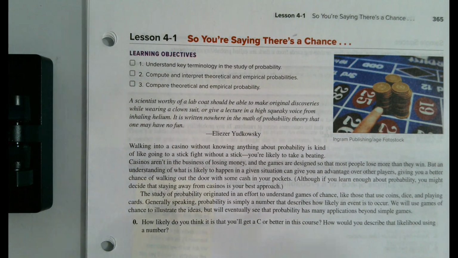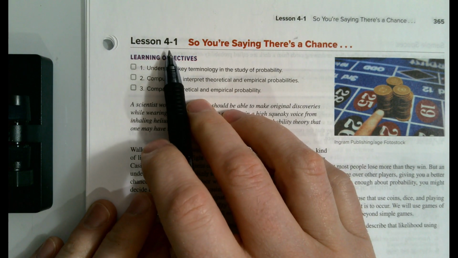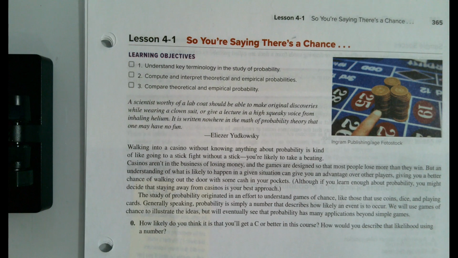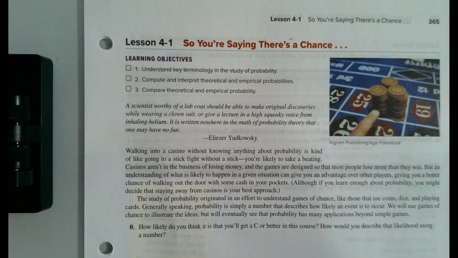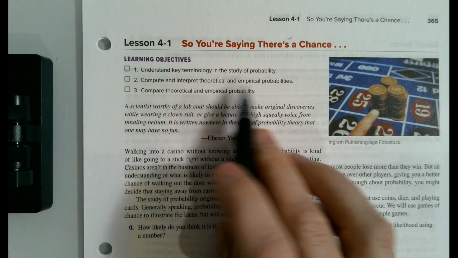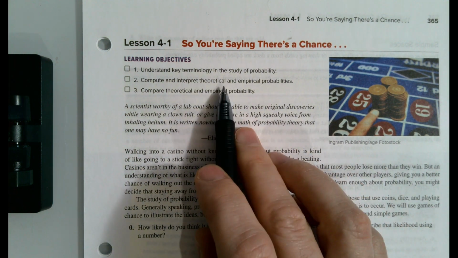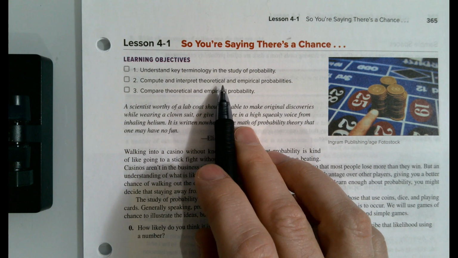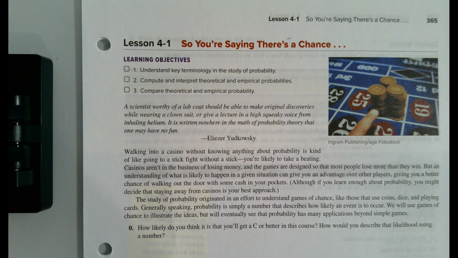We're looking at lesson 4.1 on page 365. The goal of this section is to understand basic probability. So we're going to look at the key terminology. We're going to talk about these two types of probabilities that we calculate, theoretical and empirical, and do some comparisons of that.